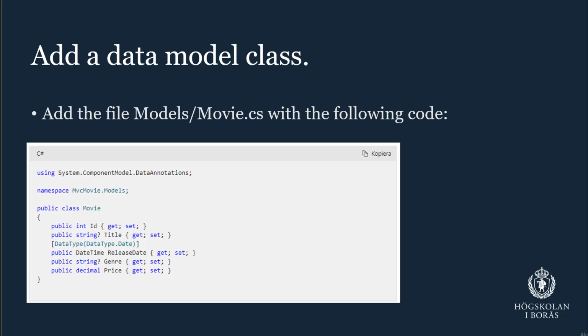So let's add a data model class to our application. Add the file into Models/Movie.cs with the following code, as presented below. Here we have now created a public class Movie which has a few properties attached to it. First of all, it has a public int ID property with a get and set.